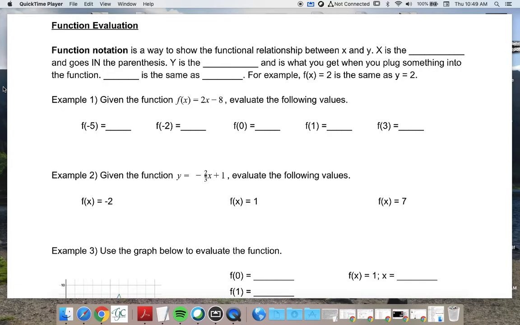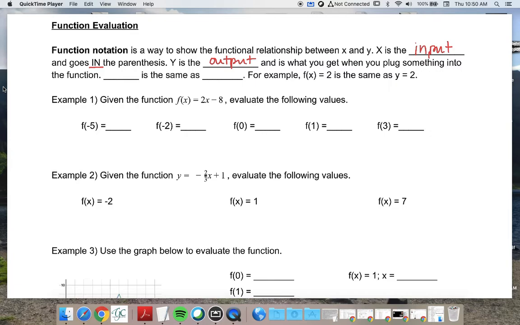X is the input and goes in the function, in the parentheses. Y is the output, and is what you get when you plug something into the function. So it's the result, it's the answer after we have plugged in the x, we get out the y.